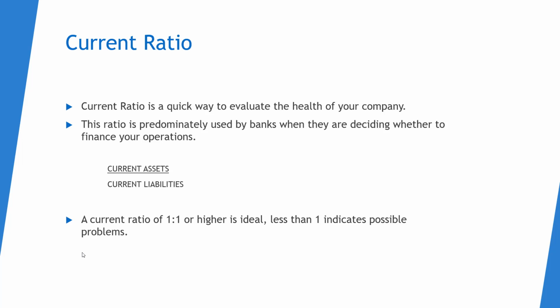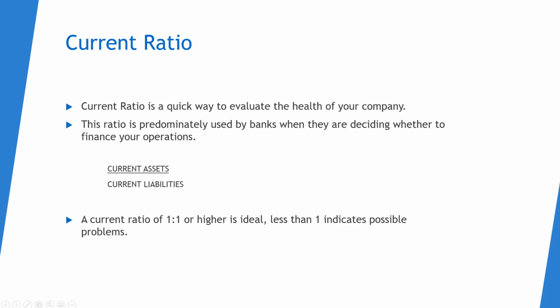And a current ratio of 1:1 or higher is ideal. Less than 1 indicates there may be a problem. So think about that. If my current assets and current liabilities equal one another, they're a 1:1 ratio, that means my current assets will pay off my current liabilities, so my AP, my payroll, my accrued interest, and so on and so forth.